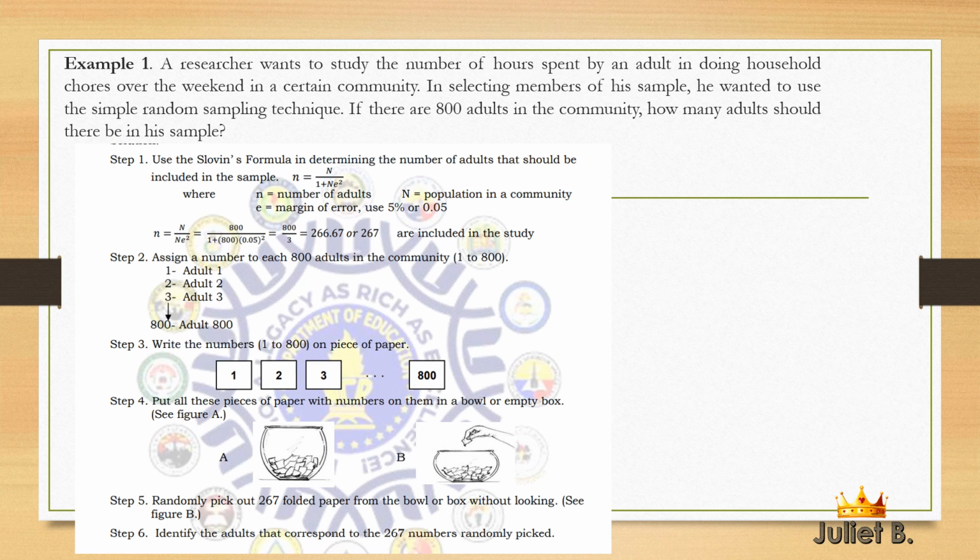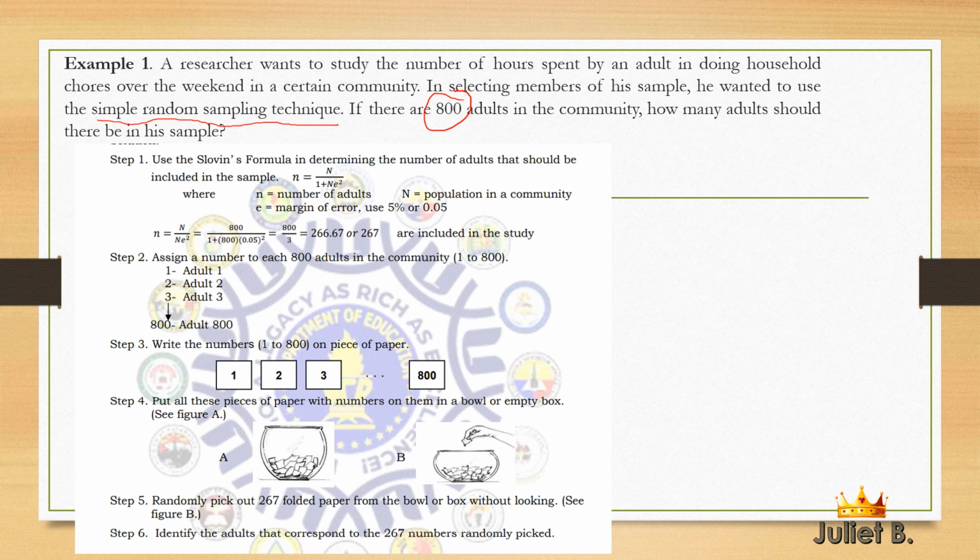So sa situation na to, meron tayong 800 na population. And then, with this, how many adults should there be in his sample? Take note, the researcher wants to study the number of hours spent by an adult in doing household chores over the weekend. So, in choosing, he wanted to use simple random sampling techniques.